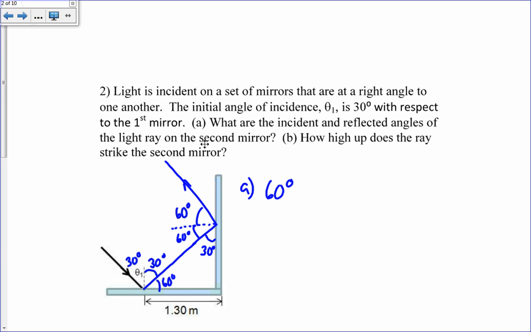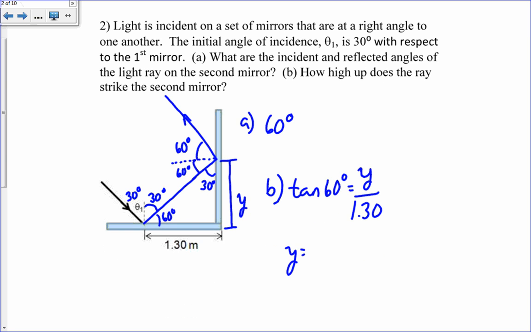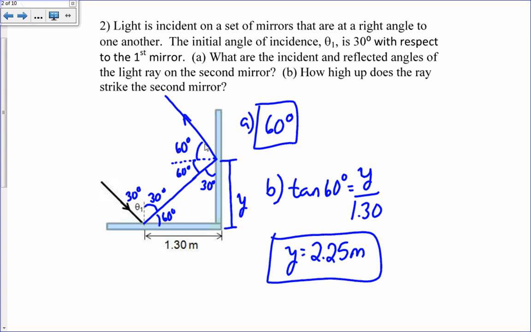And I also want to know how high up does the ray strike the second mirror. So I want to know what is this distance. I'll call it y for part B. Well, the tangent of 60 is opposite over adjacent. That's going to be y divided by 1.30. If I solve that for y, I find that y is equal to 2.25 meters. That's the answer to part B.